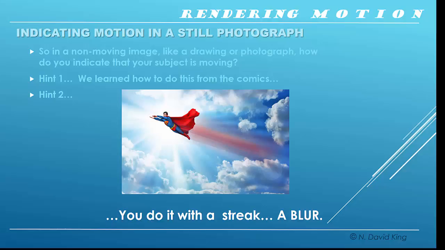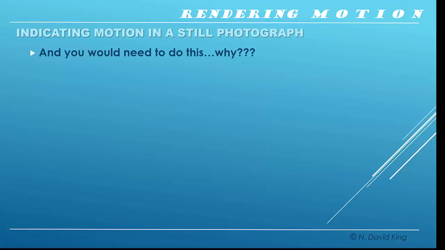So we not only use a blur, we use it to indicate motion. It tells us a lot about what's going to happen. The longer the blur, generally, the faster our subject is moving. Well, why do you need to worry about this? What ultimately is the point of all of this?